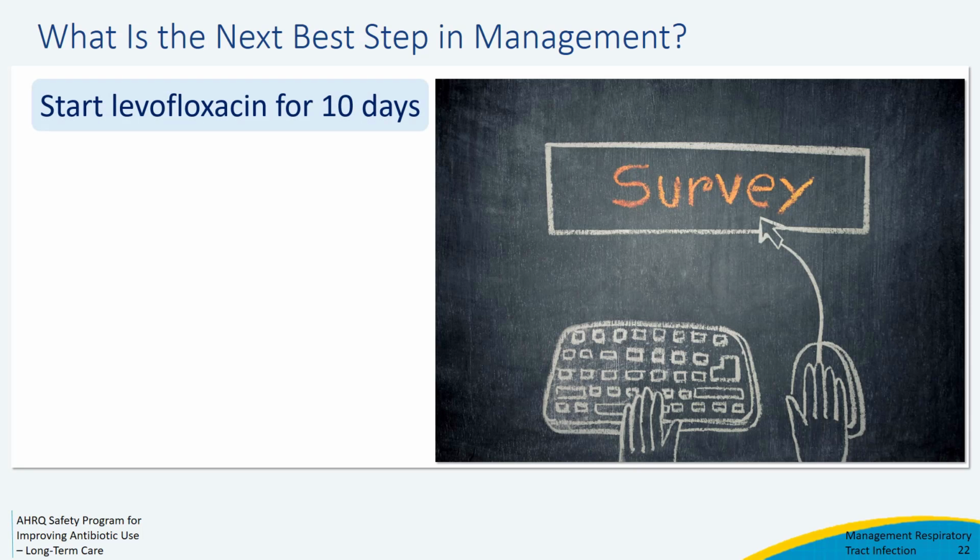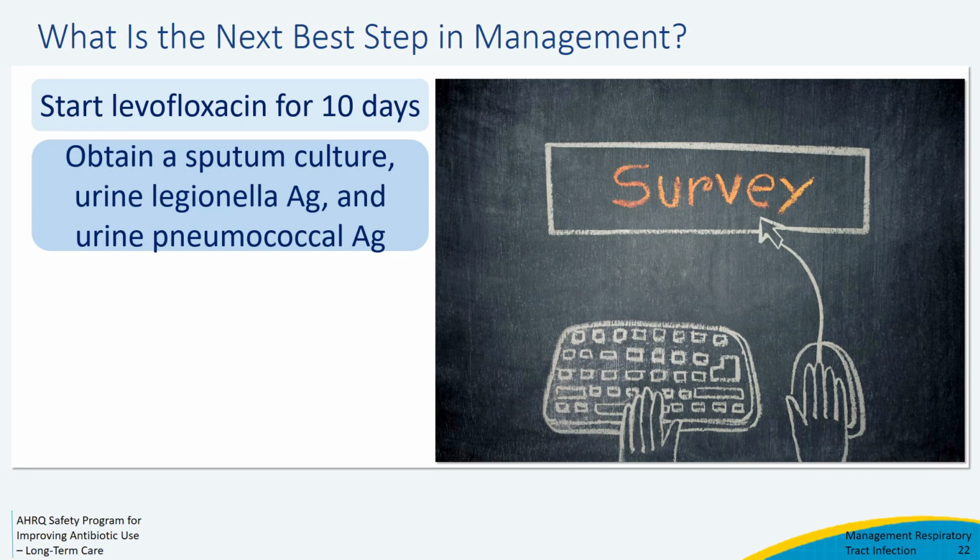1. Start levofloxacin for 10 days. No, this is incorrect. We already learned that duration is too long, and starting a resident on antibiotics simply because they had a witnessed aspiration is not indicated. 2. Obtain a sputum culture, urine Legionella antigen, and urine pneumococcal antigen. It is good to think about diagnostic workup, but may be premature in a resident who we are not even sure has pneumonia. So in this case, it is also incorrect.